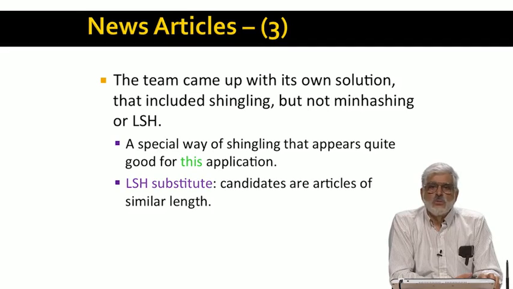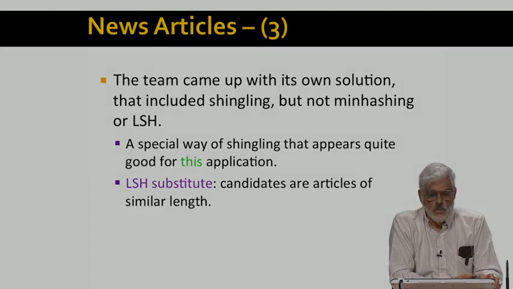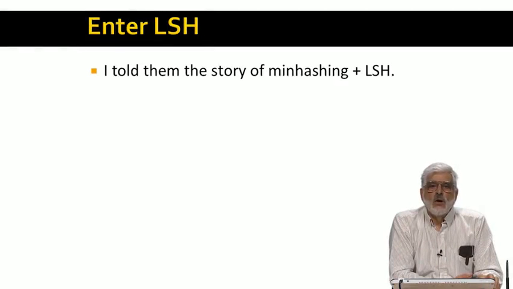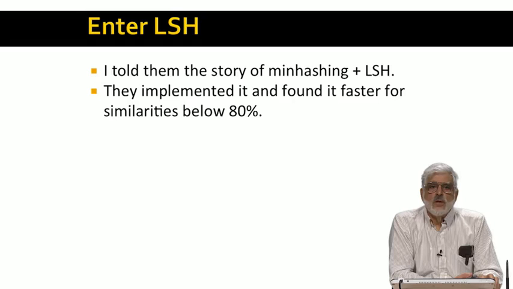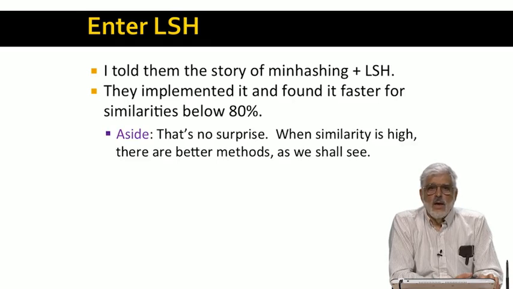And they invented a simple substitute for LSH that worked adequately well for the scale of problem they were looking at. They partitioned the pages into groups of similar length, and they only compared pages in the same group or nearby groups. After they had done all this, we happened to be talking in the hall, and I mentioned min-hashing and LSH. They implemented these algorithms on that data, and they found that min-hashing plus LSH was better as long as the similarity threshold was less than 80%. Actually, that is consistent with what is known. When you're looking for very high Jaccard similarities, like 80 or 90%, then there are indeed more efficient algorithms, and we're going to cover these before we leave the topic.